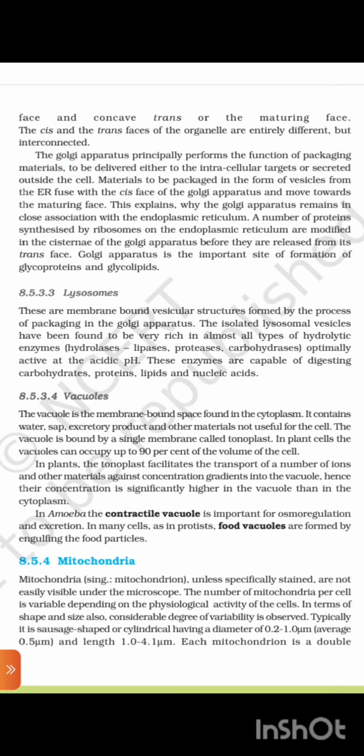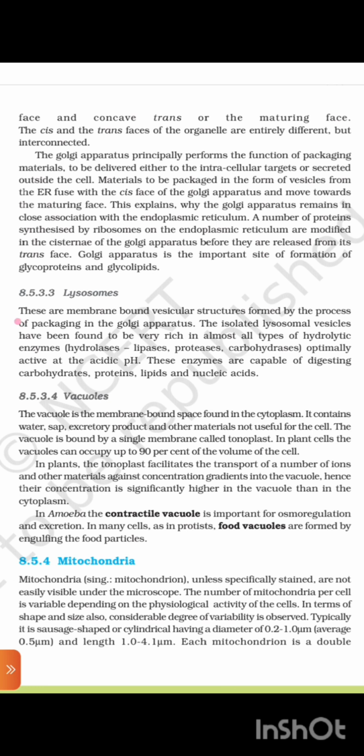The Golgi apparatus principally performs the function of packaging materials to be delivered either to intracellular targets or secreted outside the cell. Material to be packaged in the form of vesicles from the endoplasmic reticulum fuses with the cis face of the Golgi apparatus and moves towards the maturing face. This explains why the Golgi apparatus remains in close association with the endoplasmic reticulum. A number of proteins synthesized by ribosomes on the endoplasmic reticulum are modified in the cisternae of the Golgi apparatus before they are released from its trans face. Golgi apparatus is the important site of formation of glycoproteins and glycolipids.